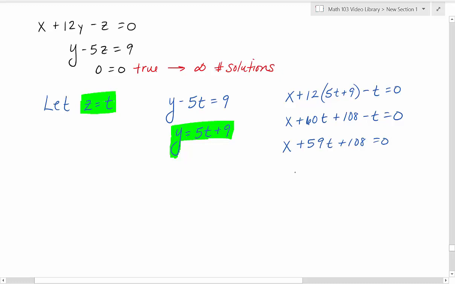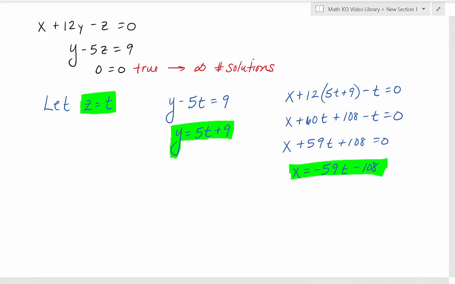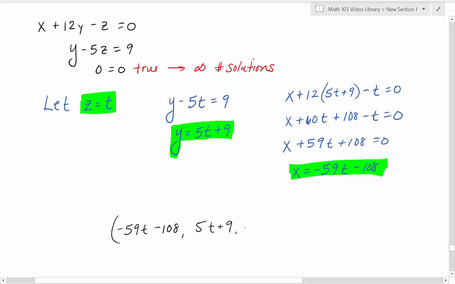And then we'll solve for x. X equals negative 59t minus 108. There's our third solution. And the last thing we need to do is write that solution as an ordered triple. We get the answer, negative 59t minus 108, comma 5t plus 9, comma t.